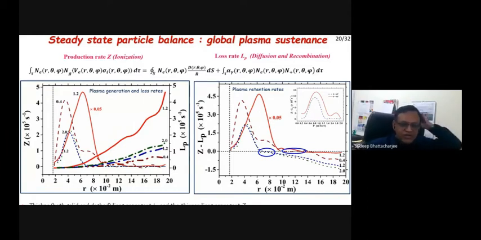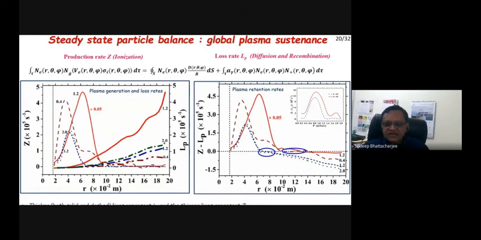So what we have plotted in these two figures, Z is the plasma production rate and R is of course my radial distance. And LP on the second y-axis on the right is the loss rate LP. And in the next figure, Z minus LP, that means production minus loss, which gives you the plasma retention rate, and of course with radial distance. So let me focus on the plasma retention rate because that is most important.